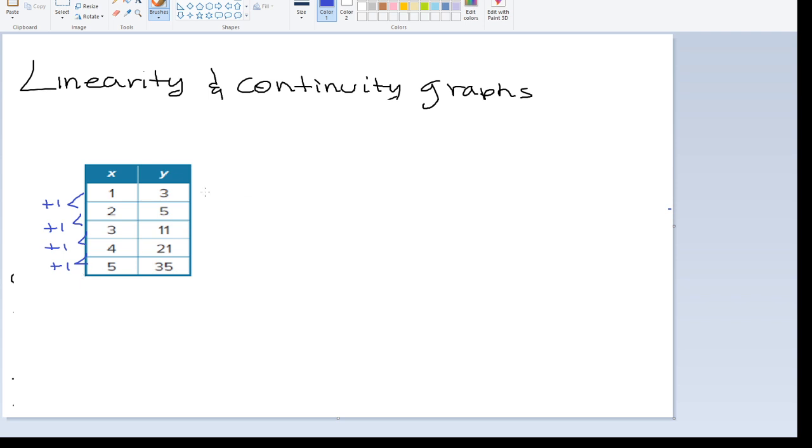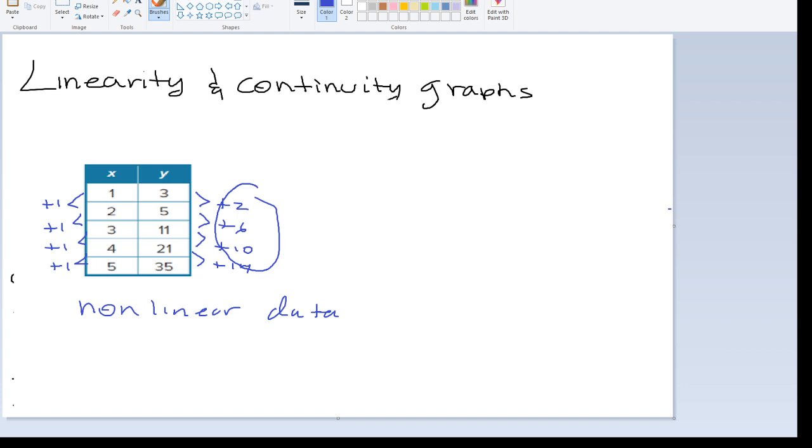Well, let's go on the y-axis. 3 to 5, increasing by 2. 5 to 11, it's increasing by 6. 11 to 21, increasing by 10. 21 to 35, increasing by 14. Well, on one side is constant, but on this side, it's not constant. So we can say that this is a non-linear model or non-linear data. That means when you graph this, it's not going to form a line.